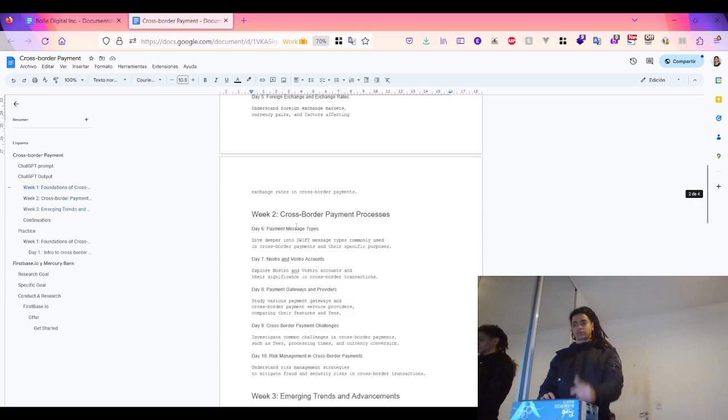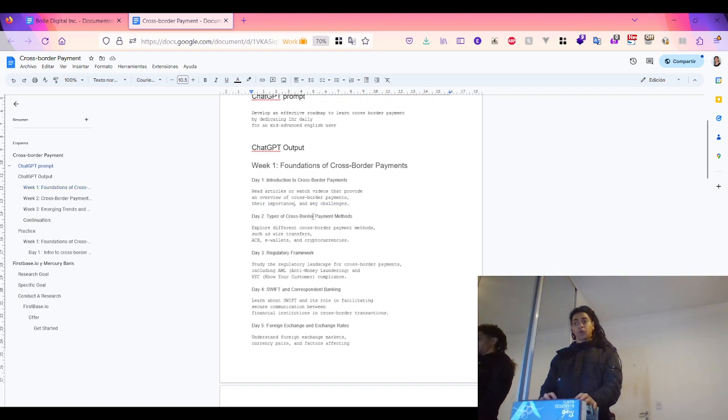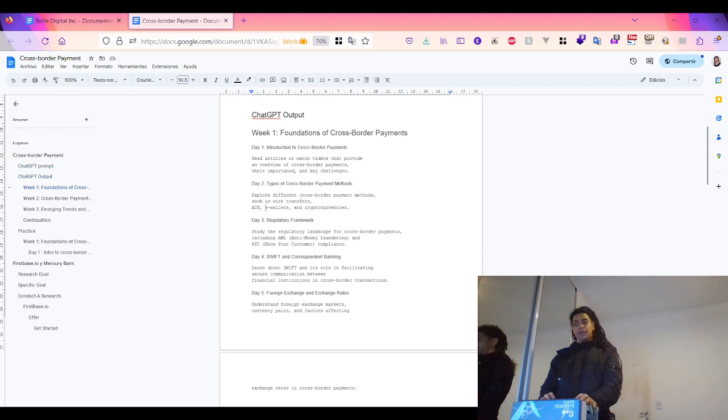Which is great. So just to look at this, on week one, foundation of cross-border payments. Day one is the introduction to cross-border payments. Read articles or watch videos that provide an overview of cross-border payments, as well as the importance and key challenges, right? Day two is types of cross-border payments. So explore the different cross-border payment methods, such as wire transfer, ACH, e-wallets, and cryptocurrencies.